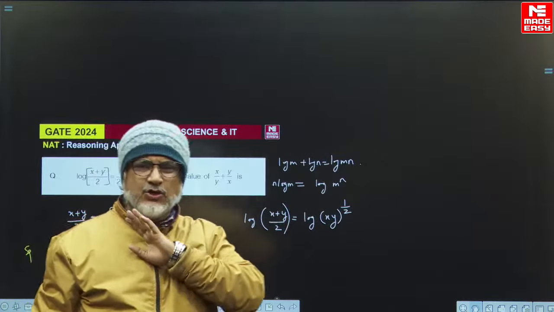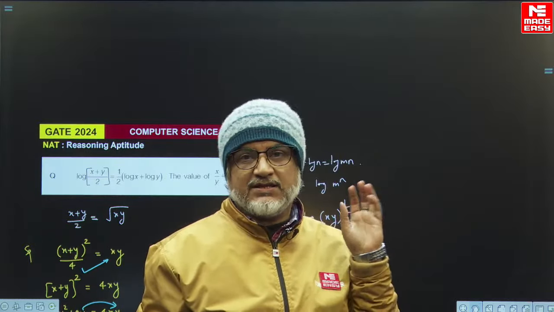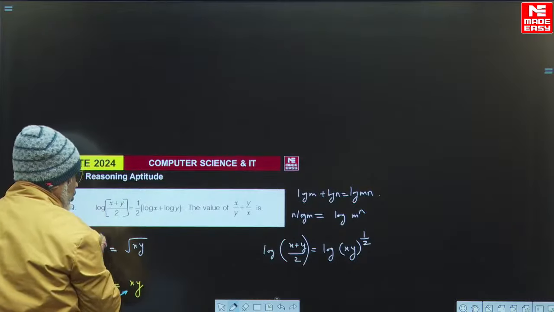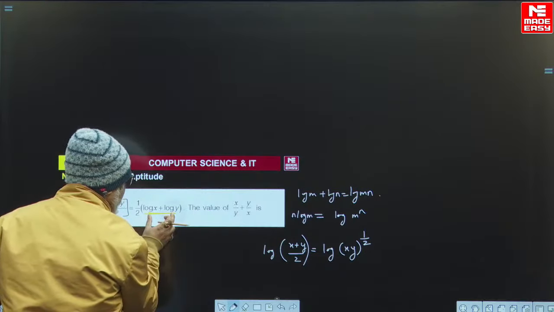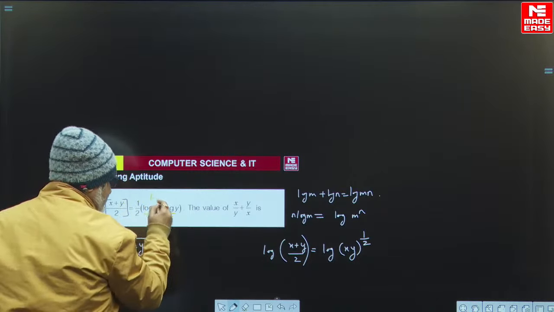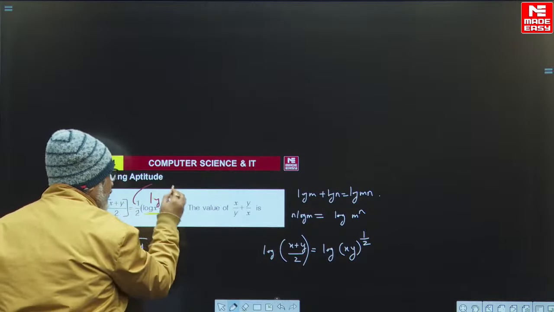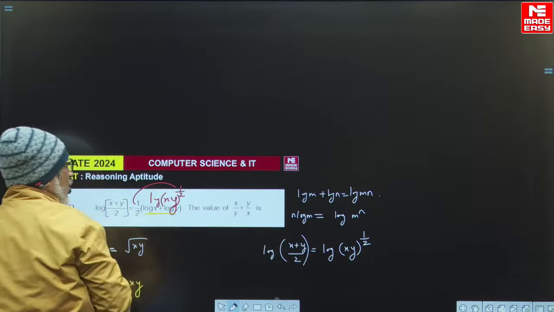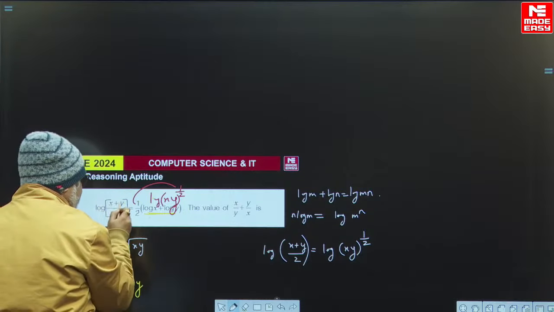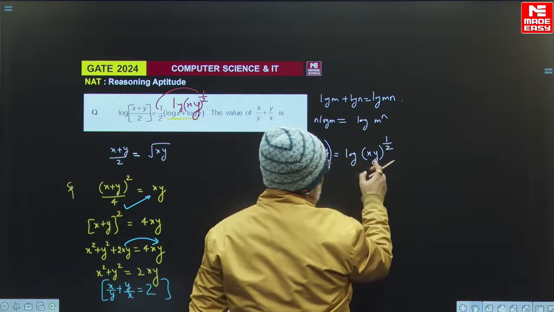So there is no need to build up any elaborate setup. Directly we should have written this equation: log of (x plus y) by 2. This log m plus log n will become log xy, and then half of log xy. So this internal term will become log xy, and the half will move to the power, so it is log of xy to the power half, the square root of that. Log of (x plus y) by 2 is equal to log xy to the power half.